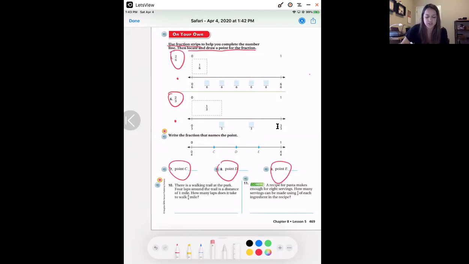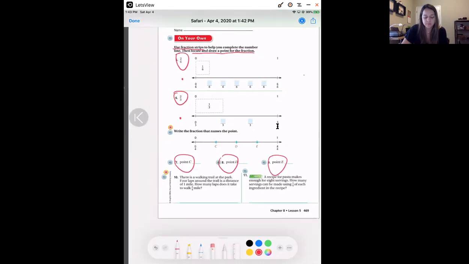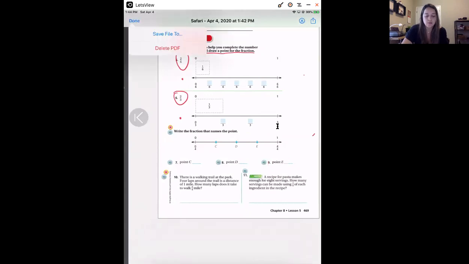Oh, is this one 1 or is this one 2? Or is this one 3 or is this one 4? Or is this one 5 or is this one 6? You're going to do 10 and 11. You need to read it to figure it out.